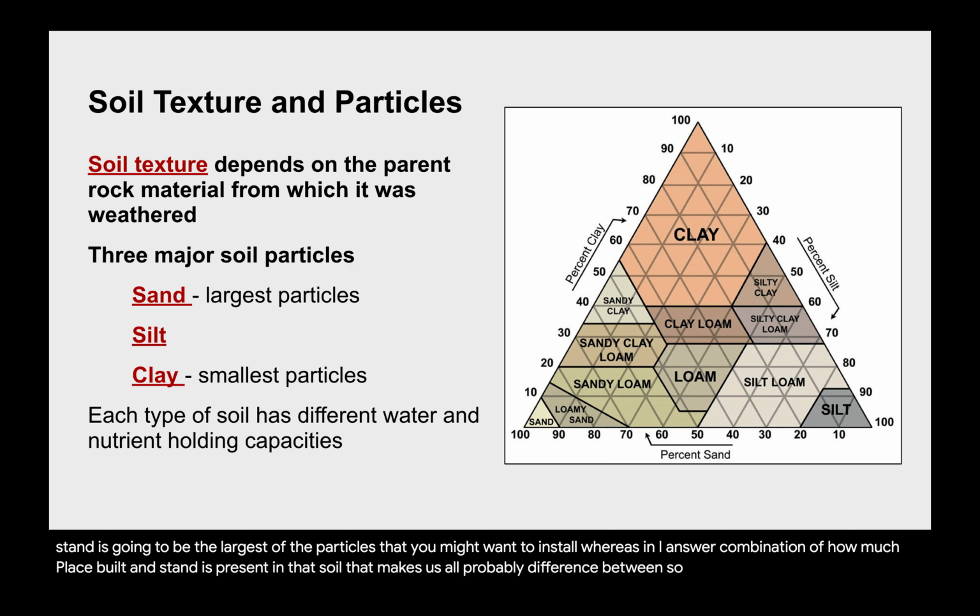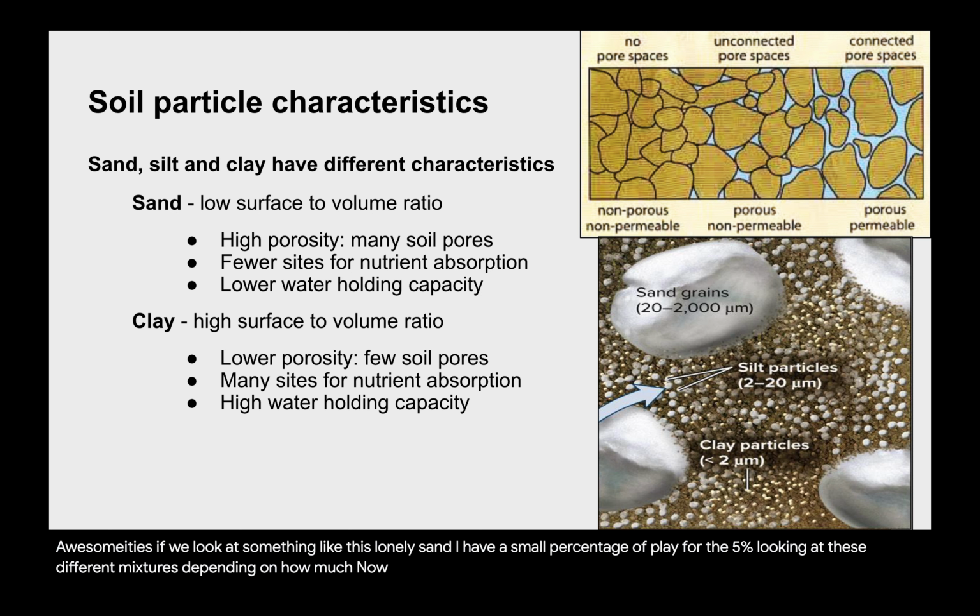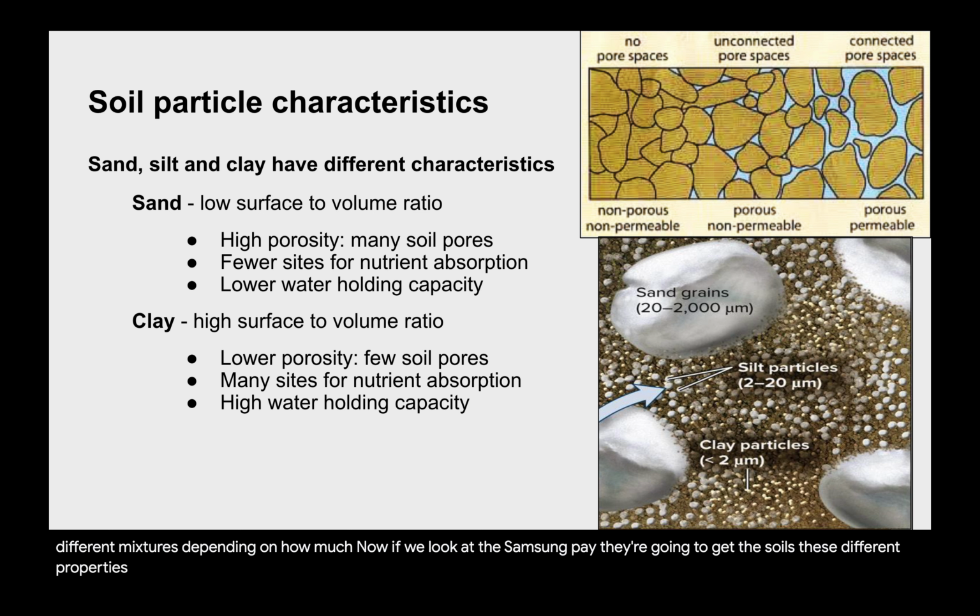Like clay loam has a solid mixture of all three. If we look at something like this loamy sand, it has a small percentage of clay but a high percentage of sand. So we can get these different mixtures depending on how much sand, silt, and clay. Now, sand, silt, and clay give the soil different properties, particularly in how well it can hold water and nutrients.